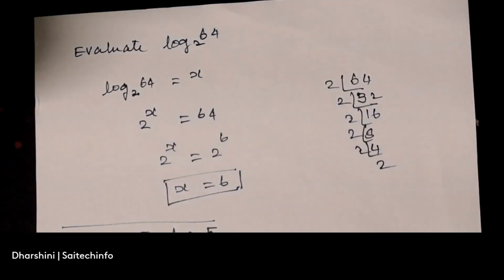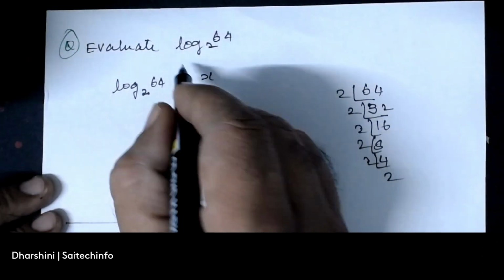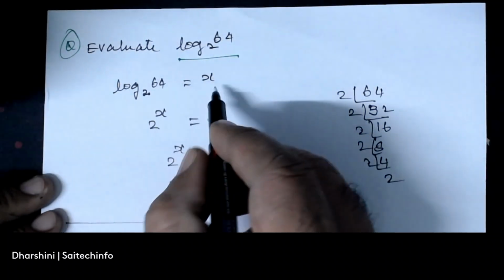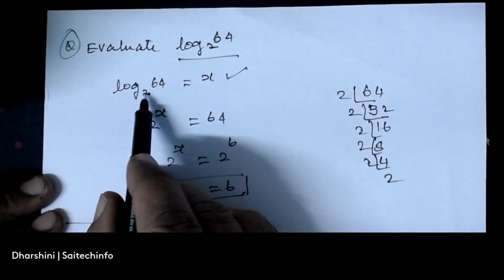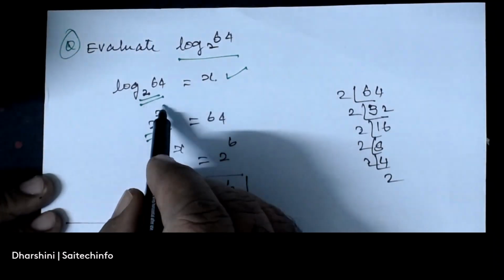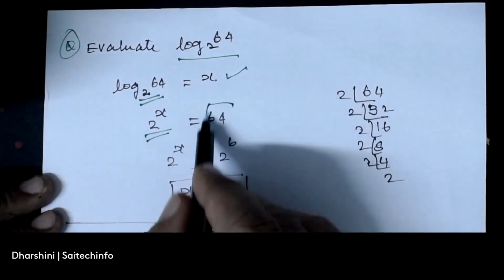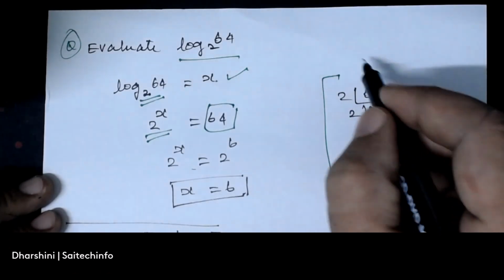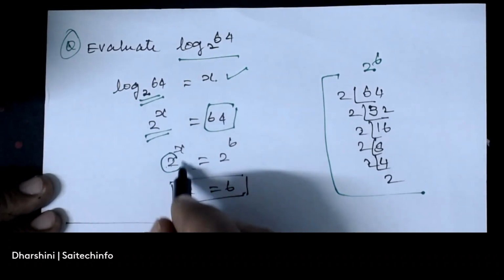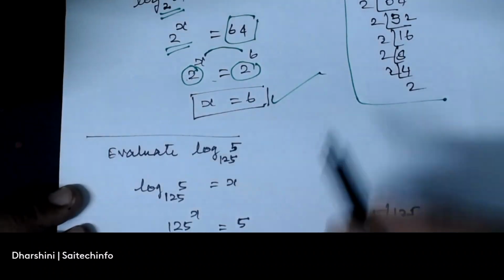Let us consider this problem, that is evaluation of log 64 to the base 2. So log 64 to the base 2 can be taken as x, and 2 power x, this is the base in the exponent form, and x can be written here. So 2 power x is equal to 64. This 64 can be factorized so that you get 2 power 6. So 2 power x is equal to 2 power 6. Now the base is equal, therefore the exponents should be equal, so x is equal to 6. Got it?